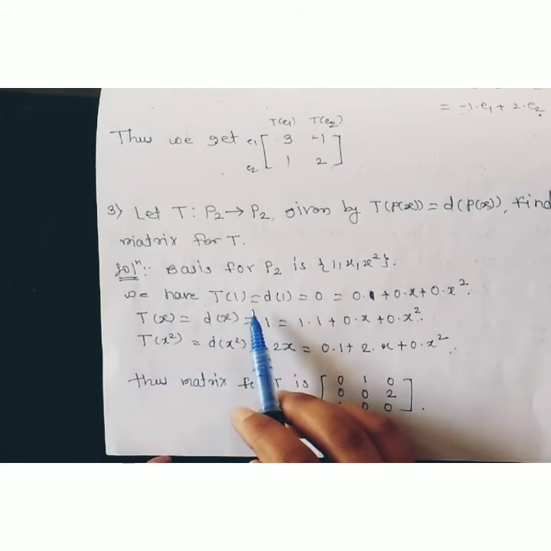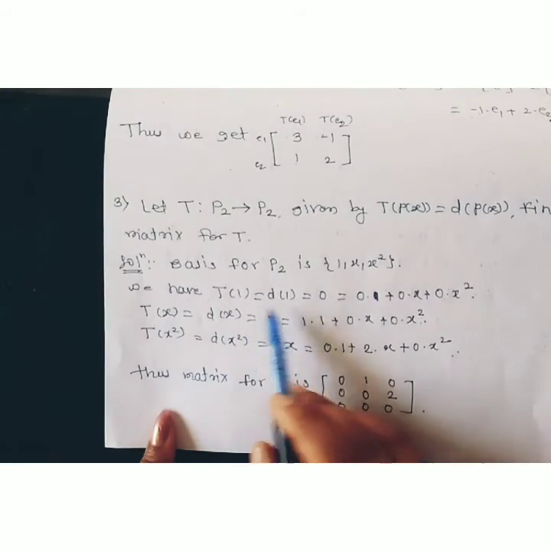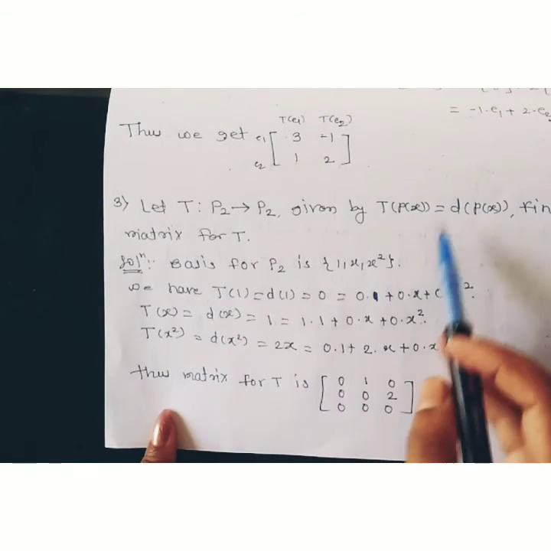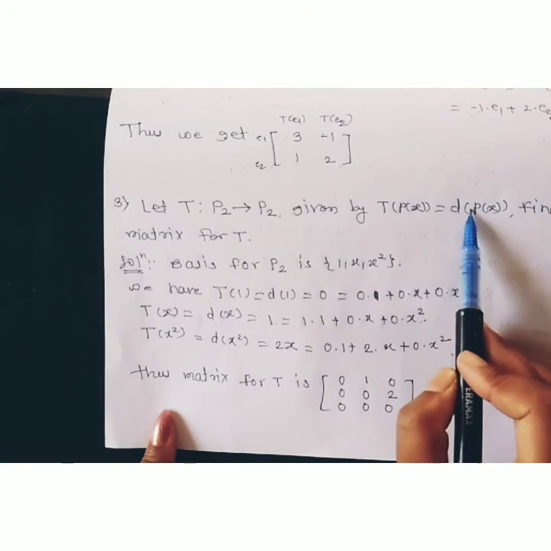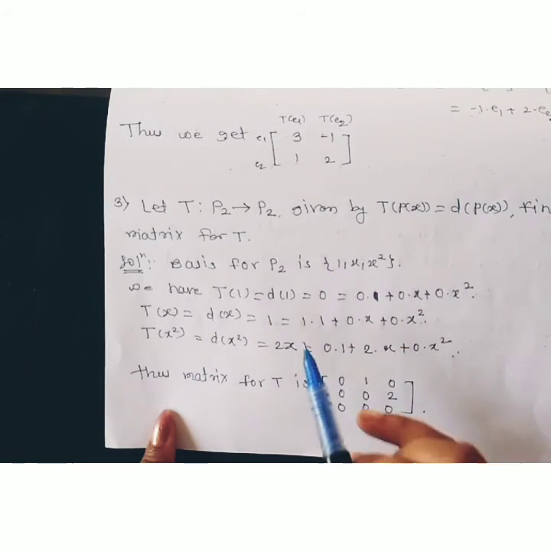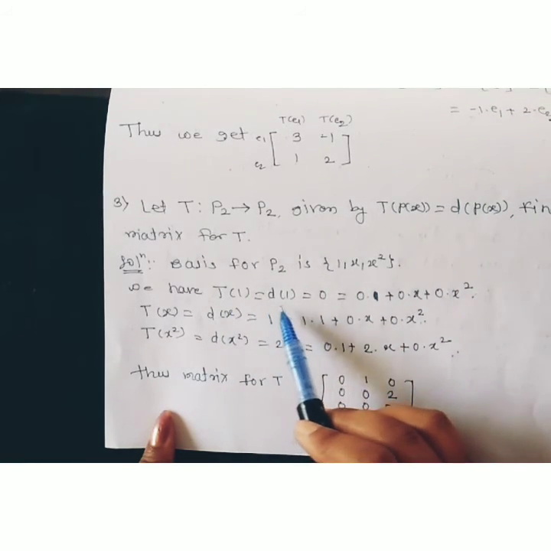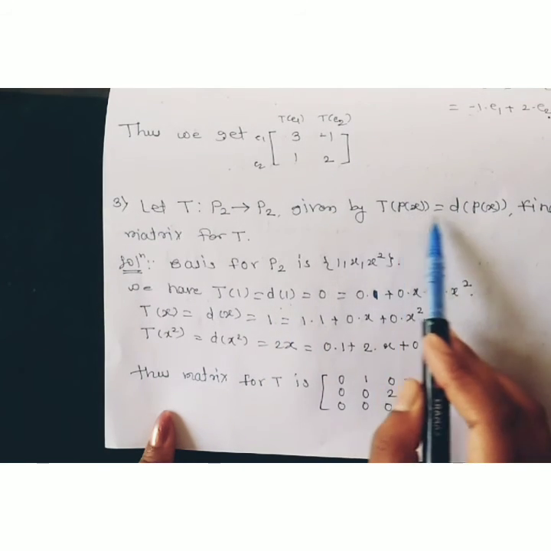Okay, so first of all consider T of 1. Therefore, by the definition of T, T of p(x) is equal to the derivative of p(x). Here p(x) is nothing but the first element, which is 1. Okay, so T of 1 is equal to the derivative of 1 by using the definition of T.